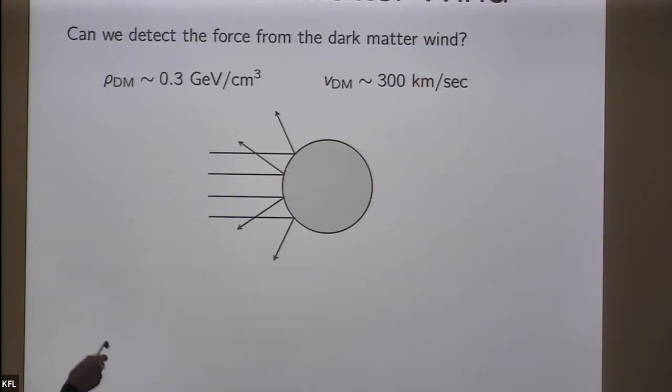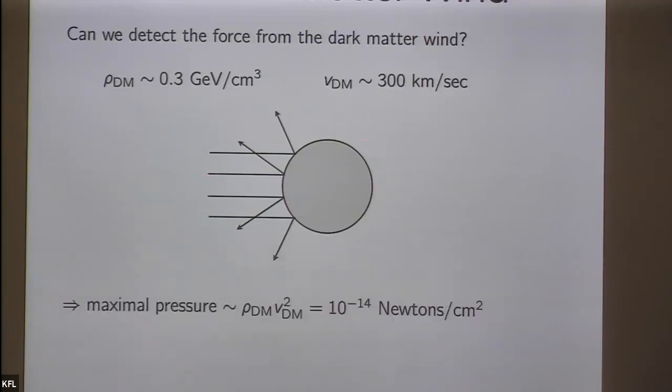So in order to detect it, at least some of the dark matter particles would have to bounce off, and then we would see a force. Okay, so what's the biggest this force could be? The biggest the force could be is if all of the dark matter bounces off, right? And so that's a nice undergraduate physics calculation. You know, the density multiplied by the velocity squared just tells you the pressure on any object that it hits. And so that maximal pressure is about 10 to the minus 14 newtons per square centimeter.